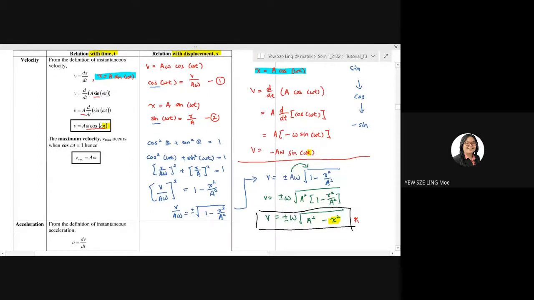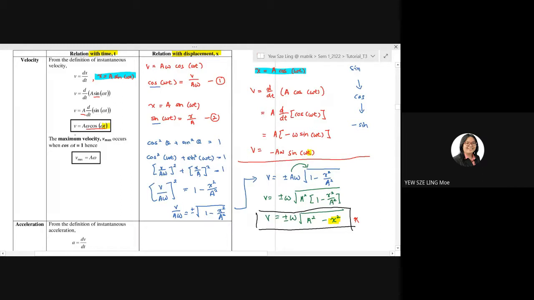What does it mean by relation with displacement? V in relation with displacement is the equation with displacement in it, while relation with time means you have time in the equation. I give you 3 minutes to write this down. The more important one would be relation with time, because you yourself need to know how to do the differentiation in the exam. That will come out more often than questions that ask you to derive the relation with displacement.